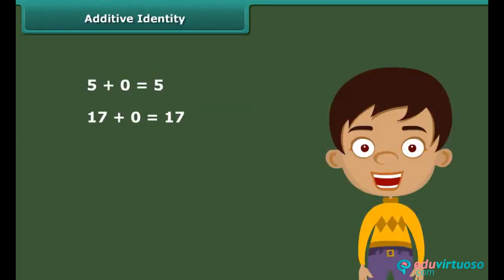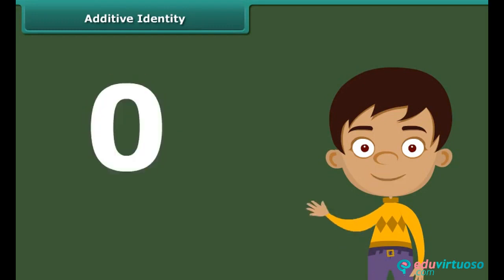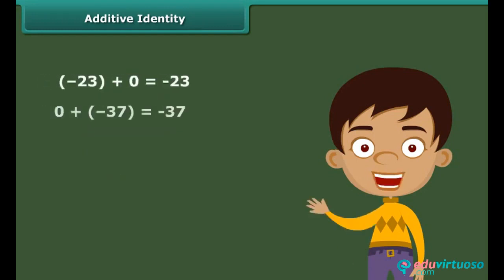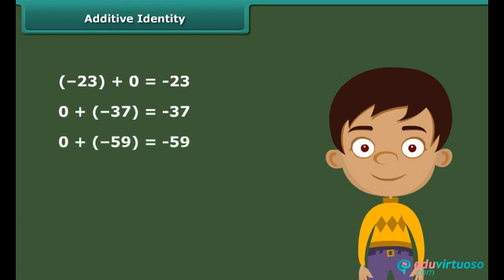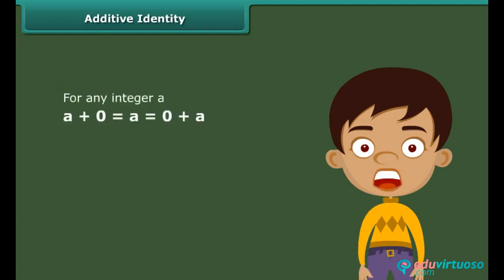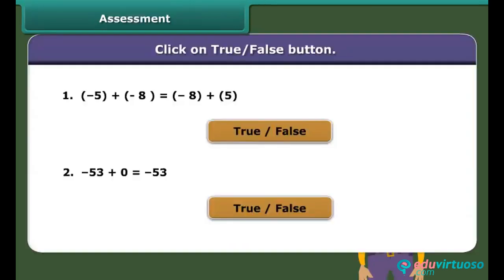When we add 0 to any whole number, we get the same whole number. 0 is an additive identity for whole numbers. Similarly, if we add 0 to any integer, we get the same integer. In general, for any integer a, a plus 0 is equal to a, which equals 0 plus a. Click true or false for the correct statement.